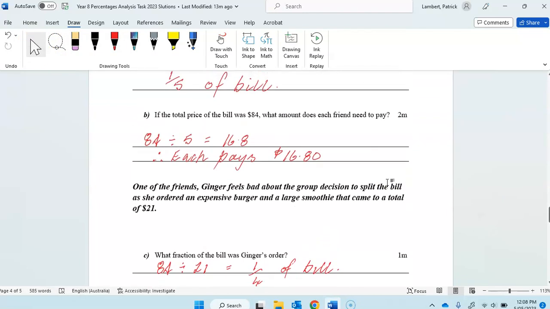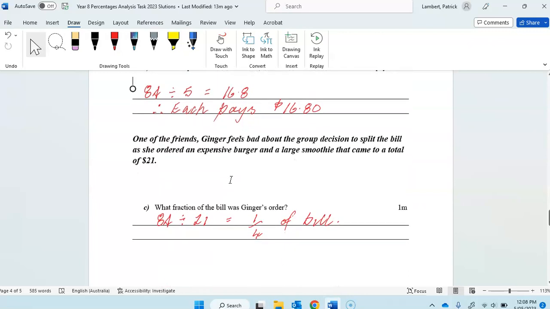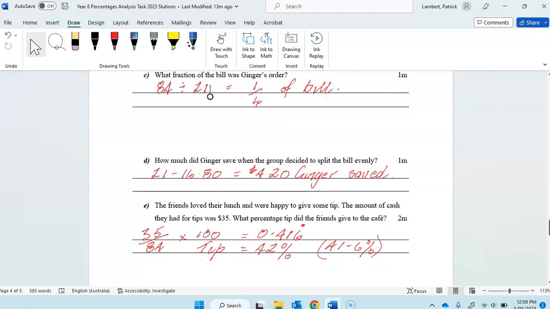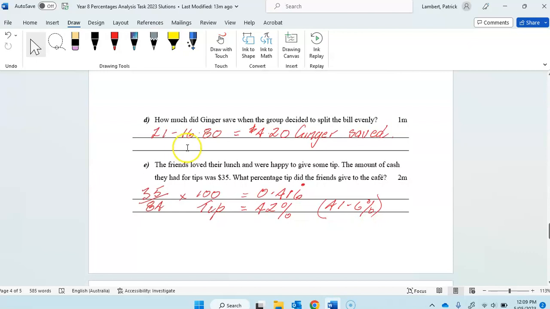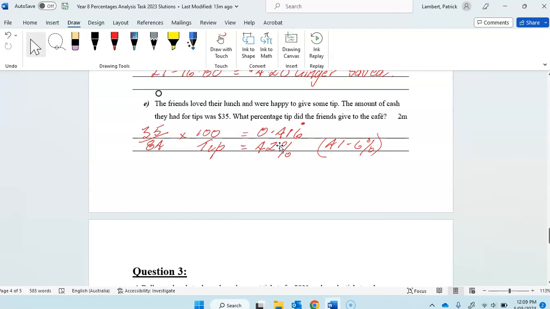Okay. Now, how much will each person pay? $84 divided 5 ways, it's 16.8. So each person pays $16.80. Ginger, she spent $21. So if you divide 84 by 21, you'll find that she spent a quarter of the bill, but only had to pay $16.80. So when you take $16.80 from 21, you'll notice that Ginger saved $4.20.